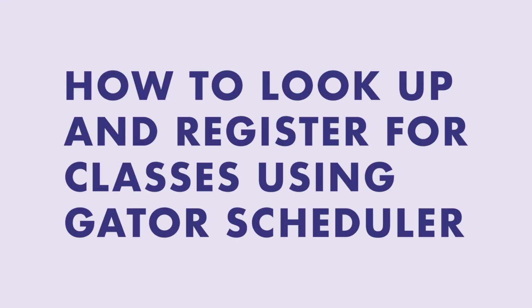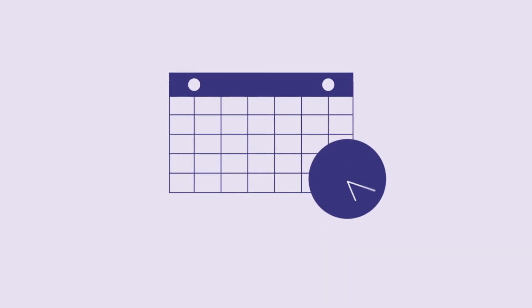How to look up and register for classes using Gator Scheduler. San Francisco State has a course scheduling tool called Gator Scheduler that will help you to build a course schedule and find class times based on your availability.